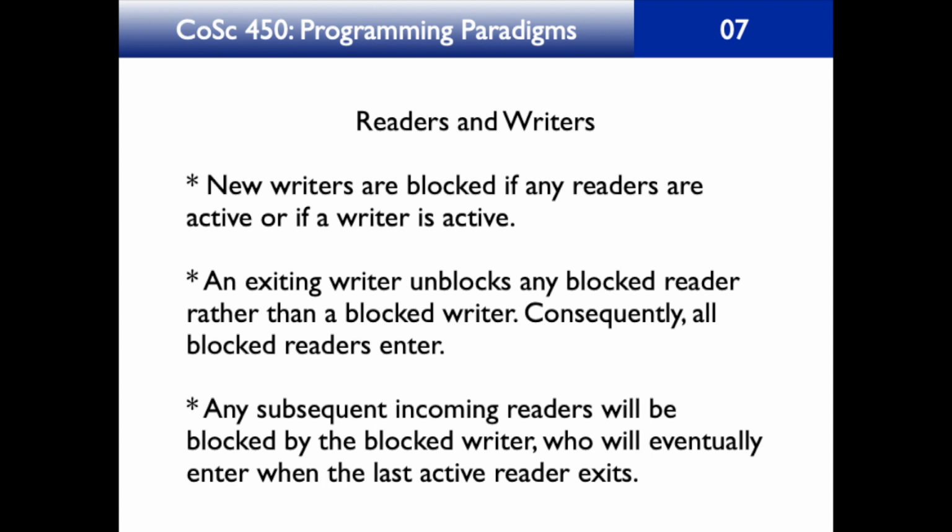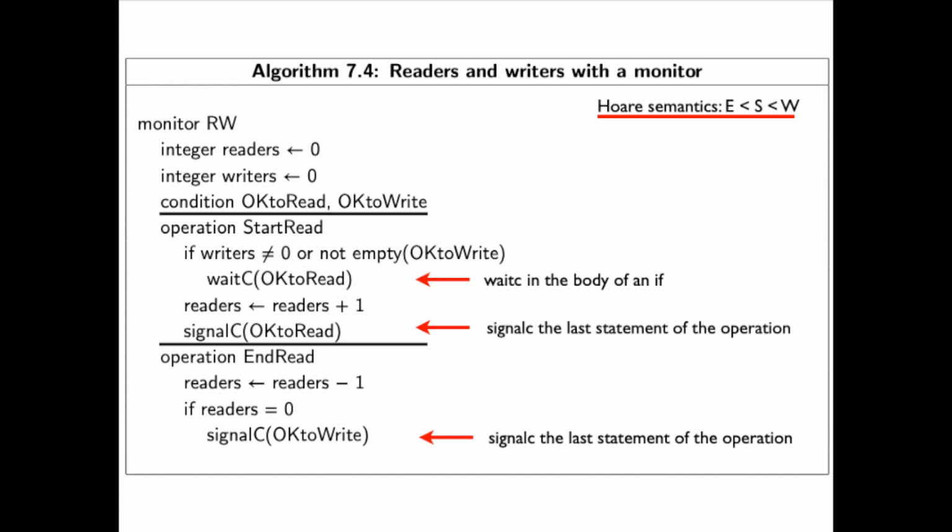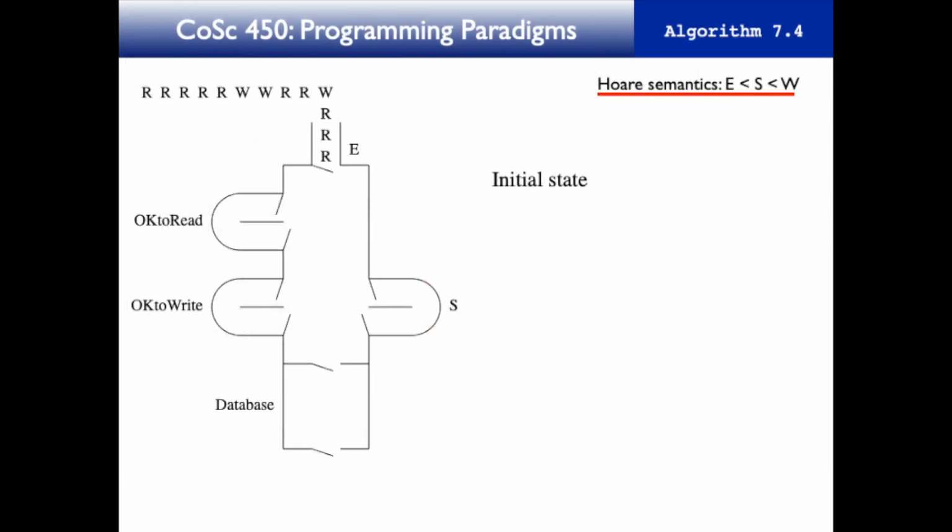And then the writer will eventually enter when the last active reader exits. So now why will the blocked writer eventually enter when the last active reader exits? So let's see what happens when we do end read. Okay, so here's the code for end read, and we see that if the last reader exits, it tests if readers equal 0, signal C OK to write. Okay, so that establishes the third fact, the third point.